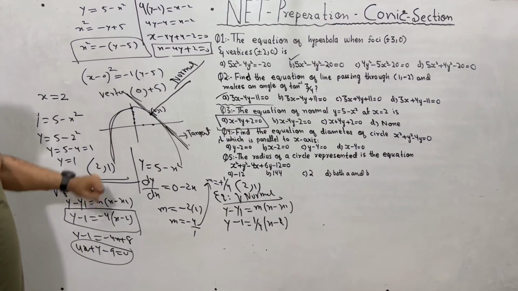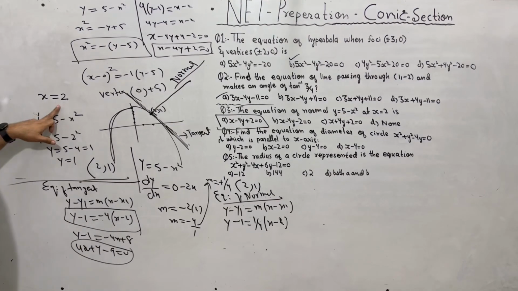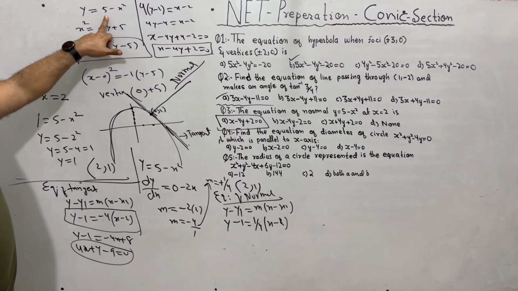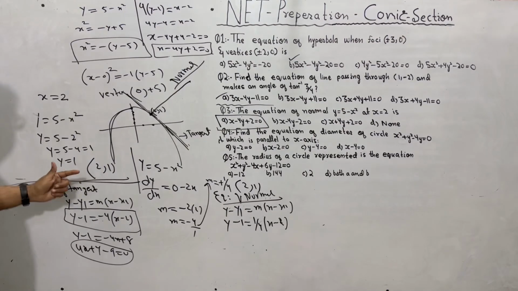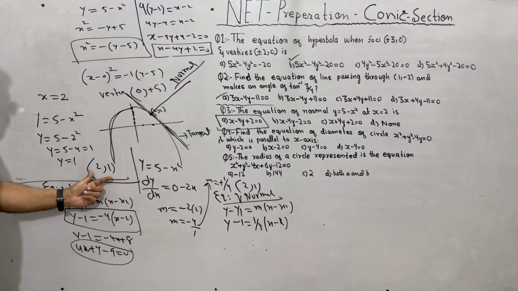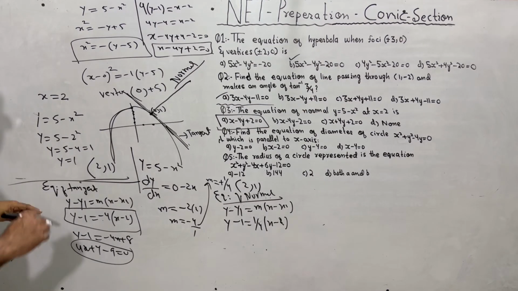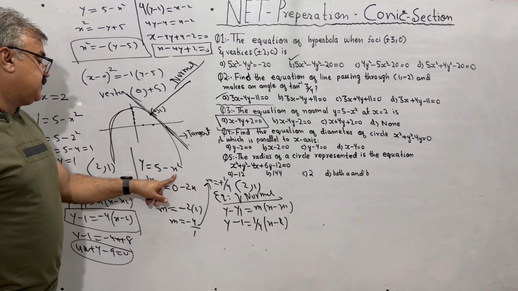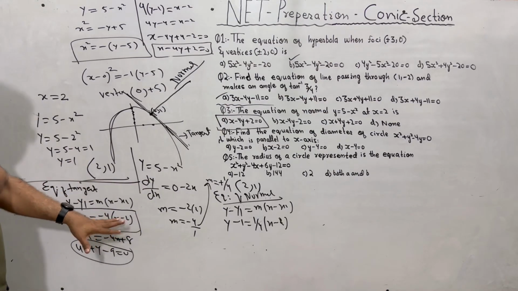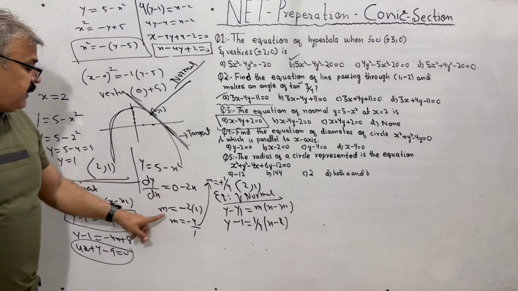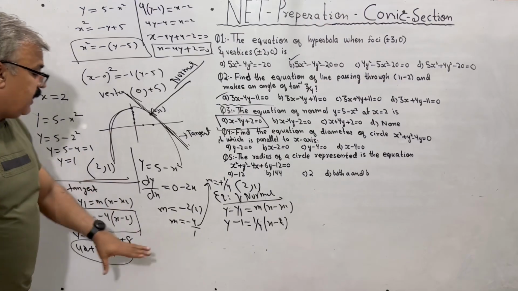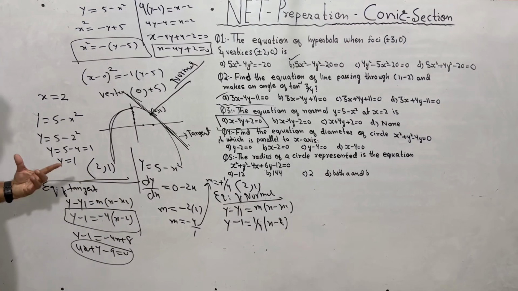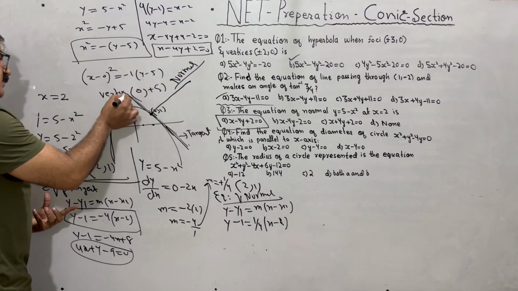Then we are given x is equal to 2 initially. I plug that into the equation, and 2, 1 is my point. To find the gradient when the power of x is not 1, differentiation is a good possibility. Differentiating, you have negative 2x, that is minus 4. If I plug in m is equal to minus 4, that gives our equation of tangent.